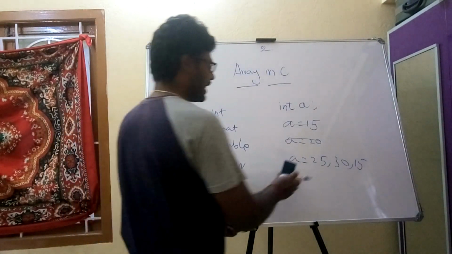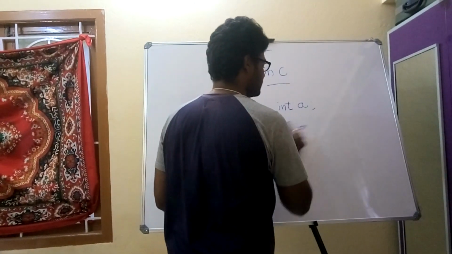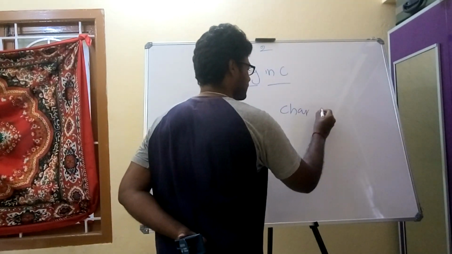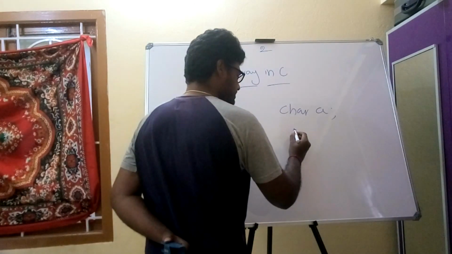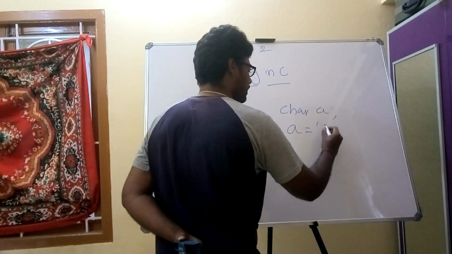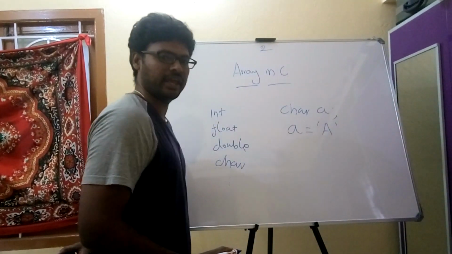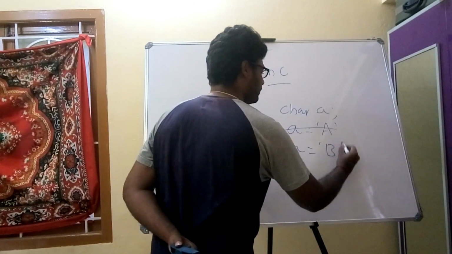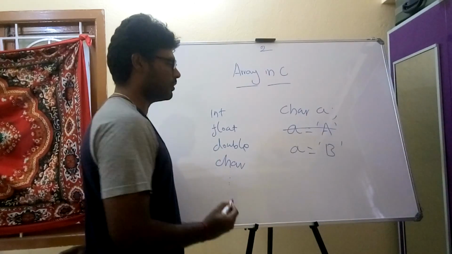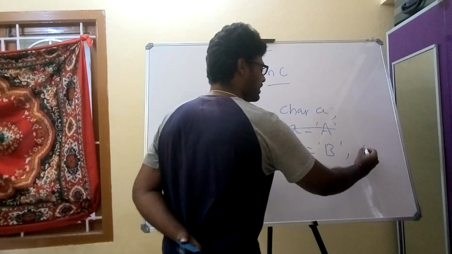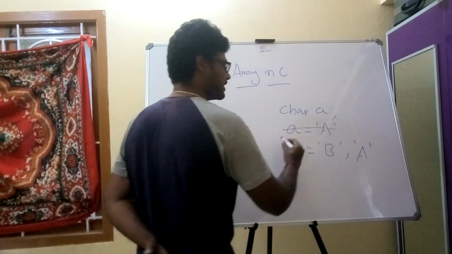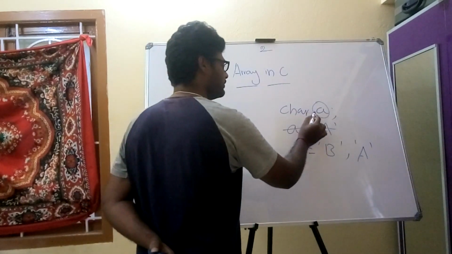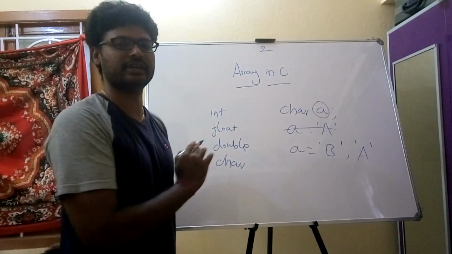Likewise, the same for character also. If I declare a character variable, char a, in this character variable a, I can store only one character, that may be a capital A, or after some time I can store a equal to b. It is impossible to store both b and a in this character variable, because this a is a primitive data type which belongs to the data type char.